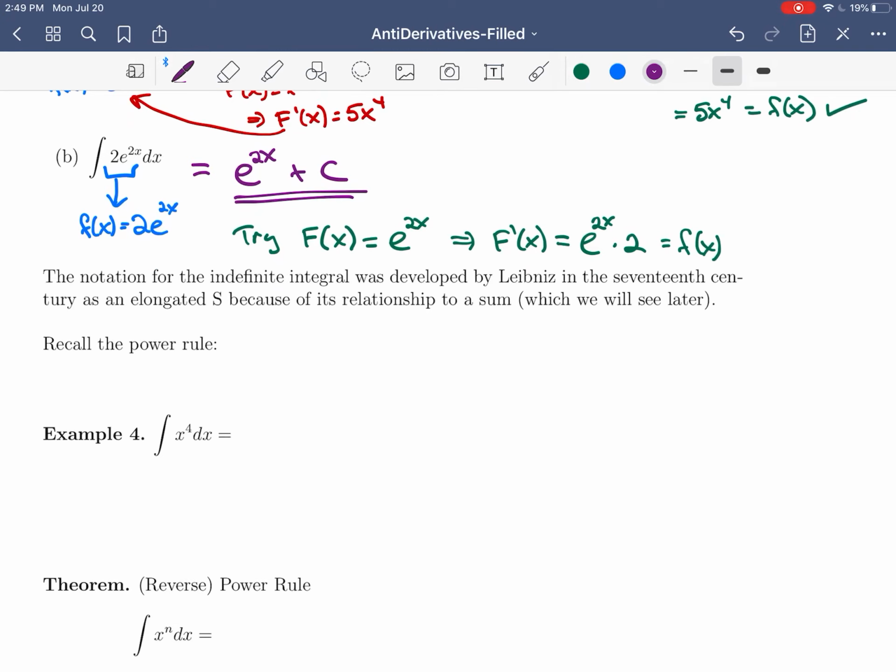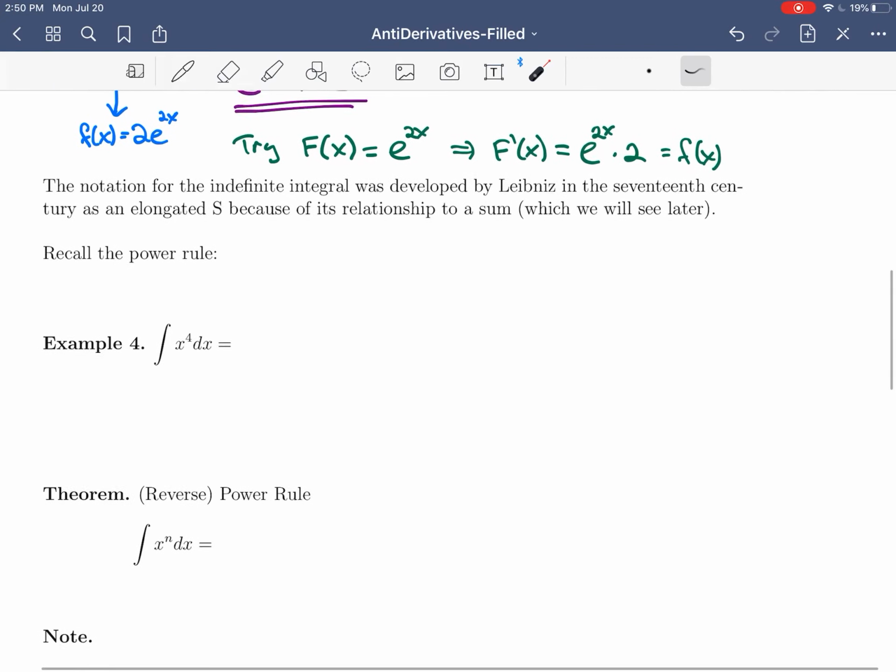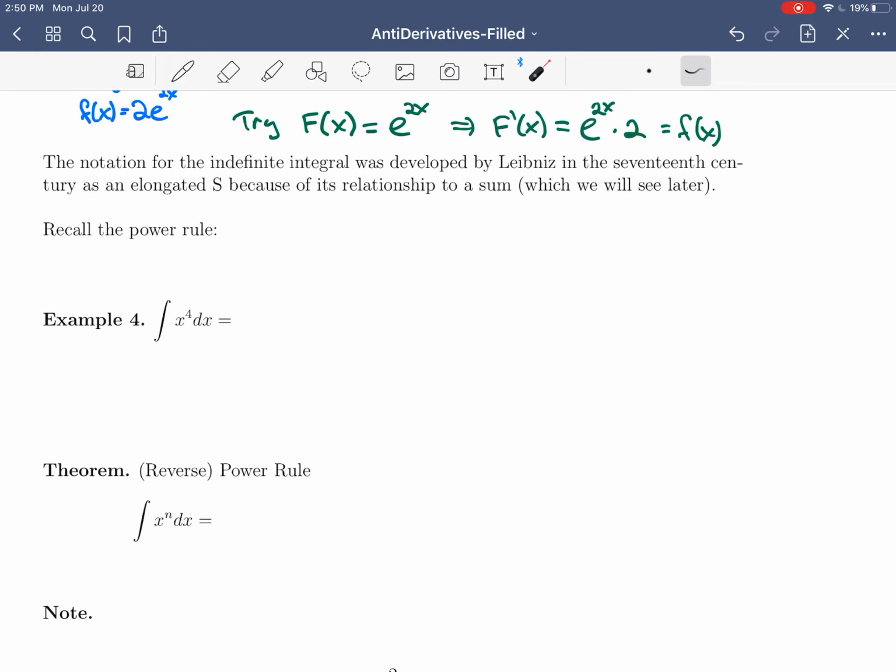So as I mentioned, I left it in here actually. I thought I took it out. The notation for the indefinite integral, this is Leibniz notation. It's an elongated s, and it's related to a sum, and that's why the s, but we're going to see that later. So we want to find some more antiderivatives or evaluate some more indefinite integrals.